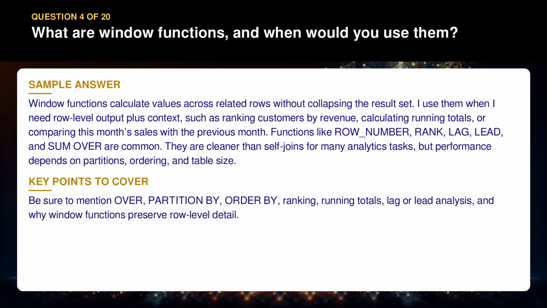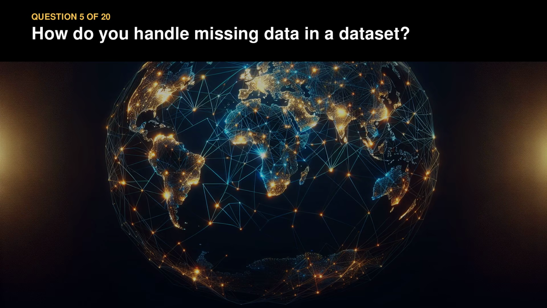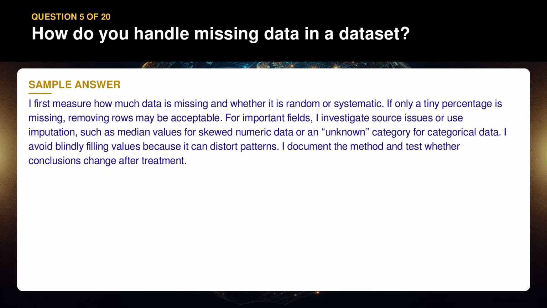Be sure to mention over, partition by, order by, ranking, running totals, lag or lead analysis, and why window functions preserve row-level detail. Question 5. How do you handle missing data in a dataset? I first measure how much data is missing and whether it is random or systematic.